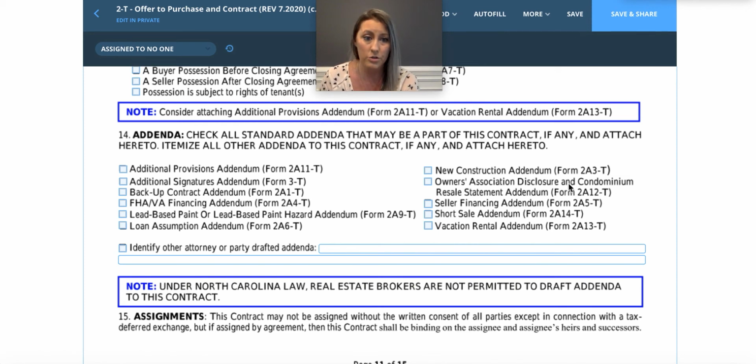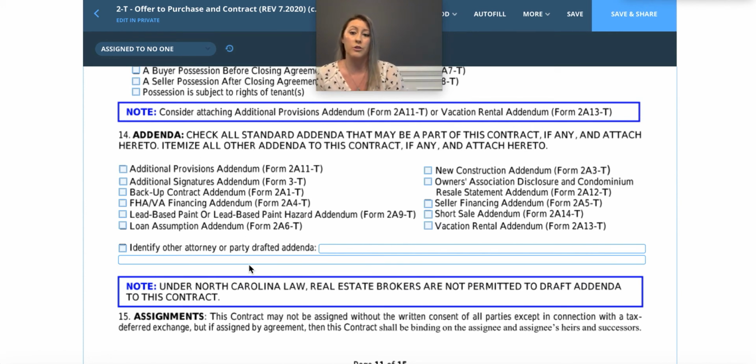Owners Association disclosure and condominium resale statement addendum. Again, that's for condos. Seller financing addendum. If the seller decides to finance the home for you, you would attach that. Short sale addendum. Again, if the house is a short sale, you would attach this addendum and fill that out. Vacation rental addendum. Again, if your client is putting an offer in on a vacation rental, we'll go over all those. But on this side, they're not used that often. These on this side are used more often, these addendums.